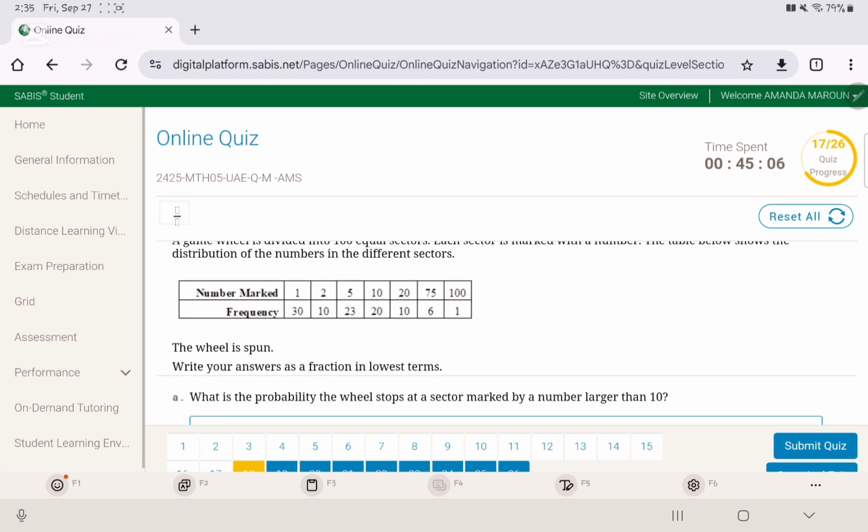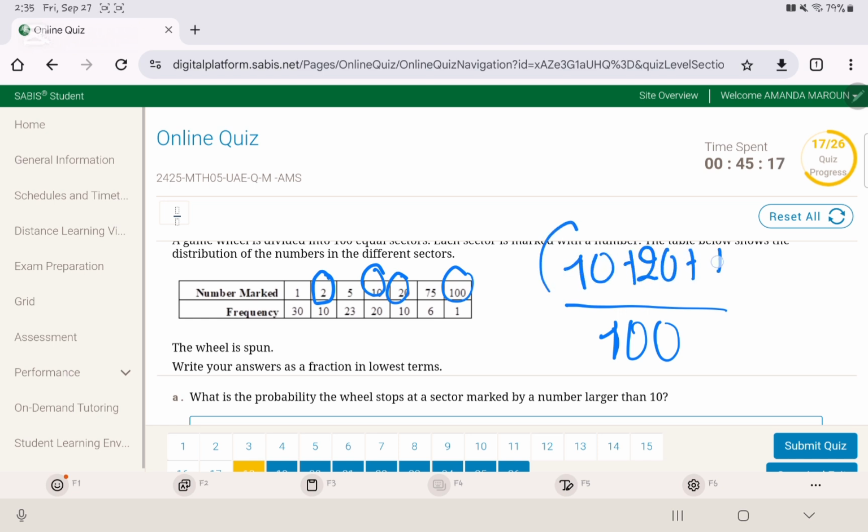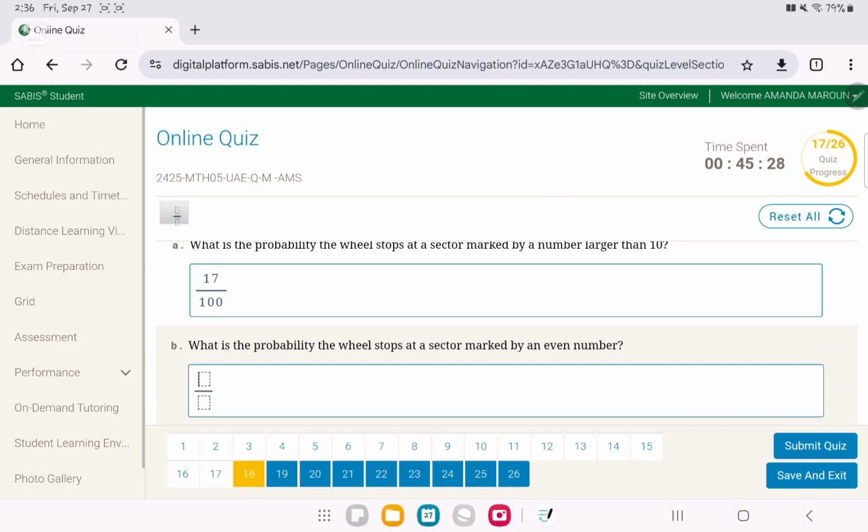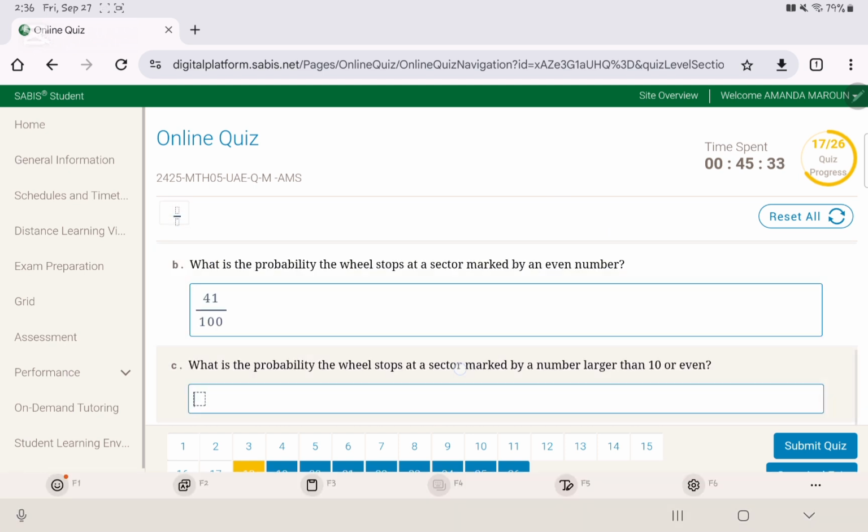We need it to be an even number. So, what are the even numbers? We have 2, 10, 20, and 100. Out of the total, which is 100, it's going to be 10 plus 20 plus 10 plus 1. So, in total, it is going to be 41 out of 100. So, the probability of getting an even number is 41 out of 100.